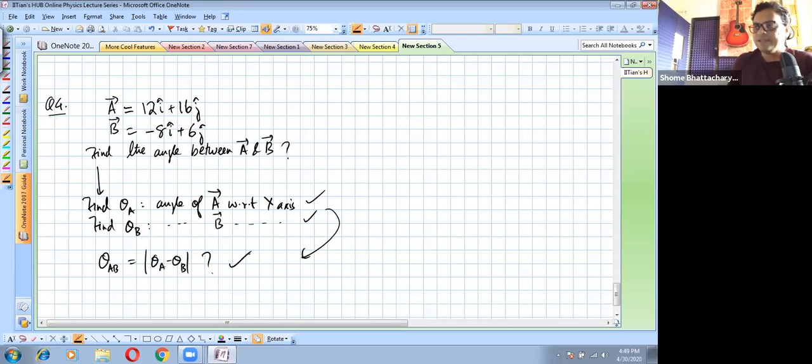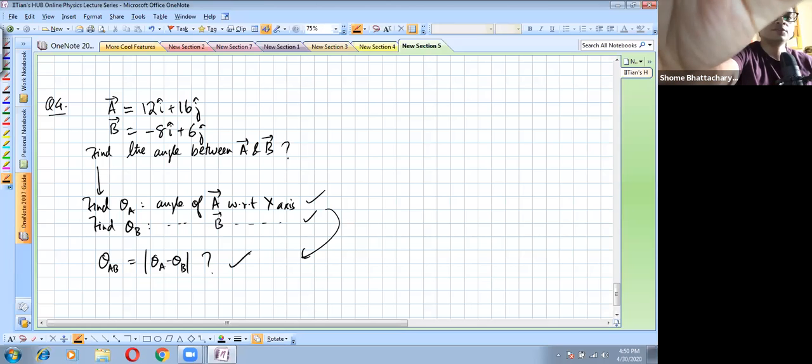So first tell me what angle the vector A is making with the x-axis and what angle the vector B is making with the positive x-axis. And the moment you answer that question, it will be clear to you what is the angle between A and B. It will become absolutely obvious. Okay, so just complete this problem, people.